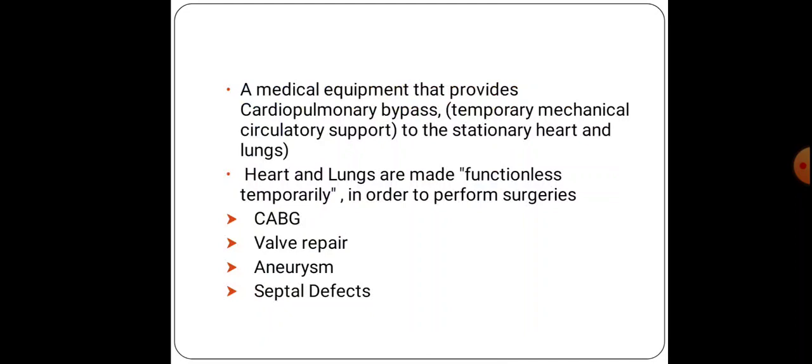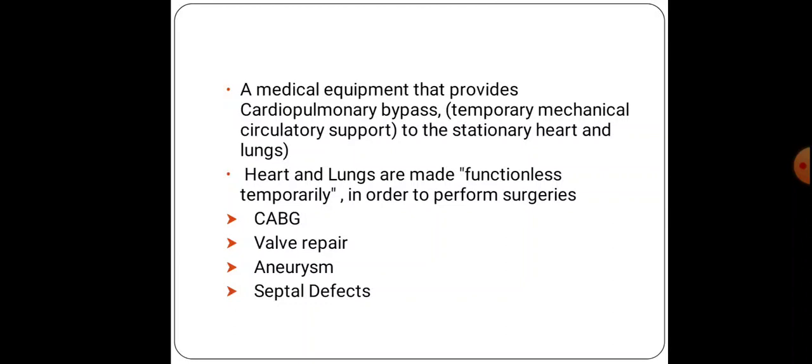So first, it is a medical equipment that provides cardiopulmonary bypass, which is nothing but a temporary mechanical circulatory support to the stationary heart and the lungs. Cardio means heart, pulmonary means lungs. So it is going to bypass the heart and the lung. If the heart and lung are not performing, with the help of the heart lung machine we are going to perform the normal function of the heart and lung.